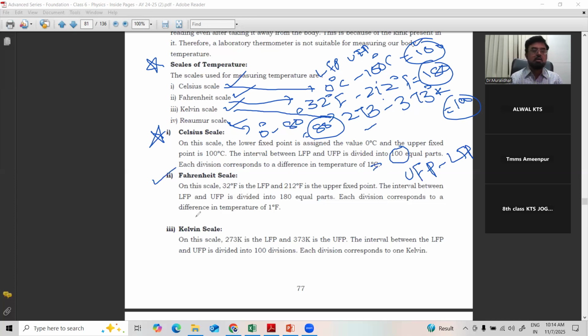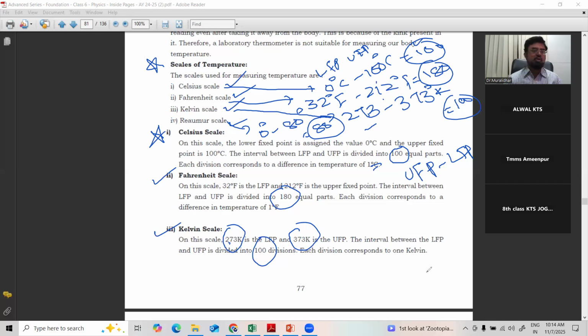Second, Fahrenheit. On this scale, 32 degrees Fahrenheit is the lower fixed point, 212 is the upper fixed point, and the interval is divided into 180 equal parts. Third one, Kelvin. 273 is the lower fixed point, 373 is the upper fixed point, and the divisions are again 100. Very, very important to know the LFP and UFP of each scale and the difference between them, which is called the range.